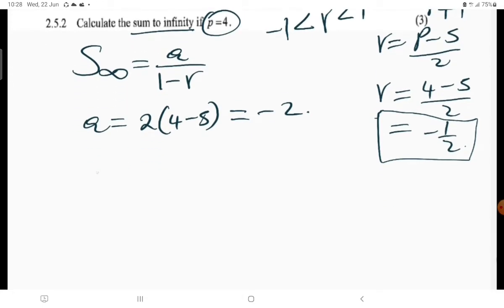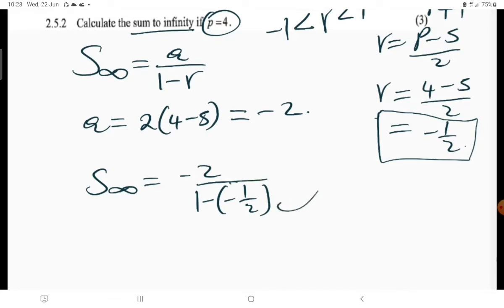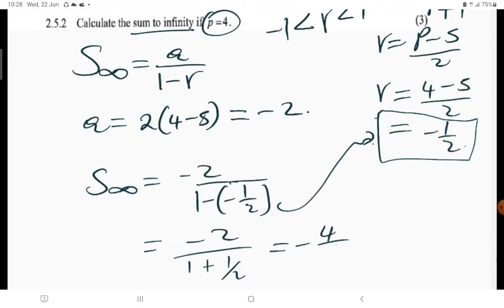So on that note, the sum to infinity is equal to negative 2, then divided by 1 minus negative 1 over 2, because in the place of r, I have to put that negative half. Then therefore, we have that, which is 1 plus half. Then you can press your calculator or work it out, it really doesn't matter. Then we have 1 plus 0.5. Then therefore the sum to infinity of this series is equal to negative 4 over 3.